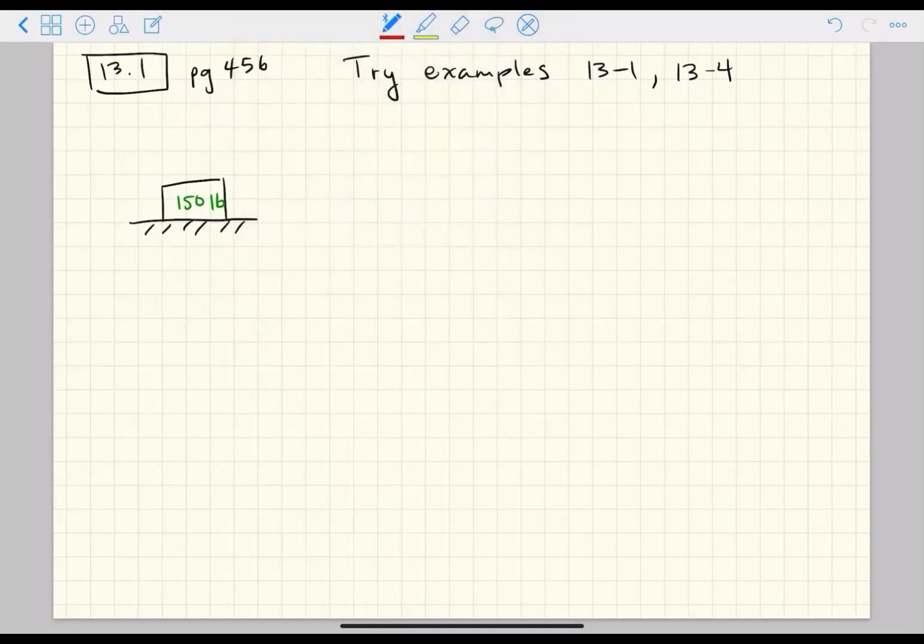So I'm going to also show the forces. We have a force here of 60 pounds, applied at an angle of 30 degrees. And then we have a force applied on the backside of 90 pounds, applied at 45 degrees. Okay, I think that's everything.